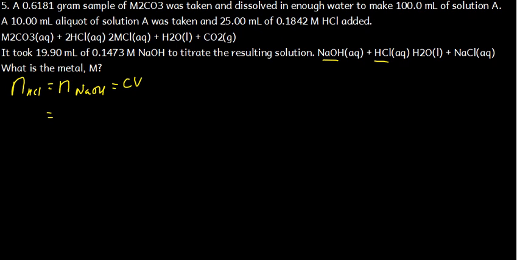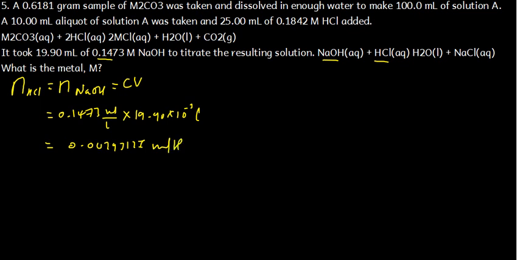Now the concentration of sodium hydroxide has been given as 0.1473 mole per liter, and then times the volume we've been given as 19.90 milliliters. So convert this to liters. To convert it, just multiply by 10 to the power negative 3. It would have gone into liters. So now if we do the multiplication, we're going to find 0.00293127 moles of hydrochloric acid.